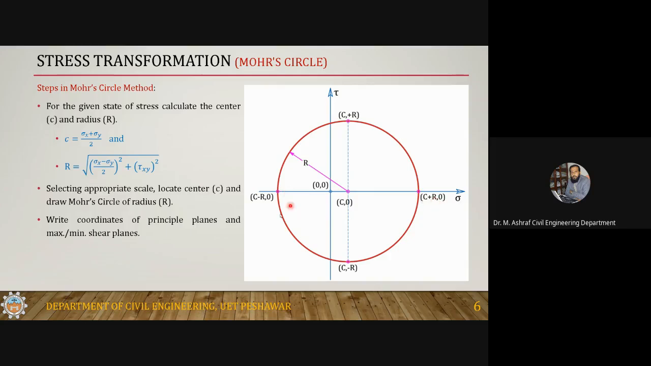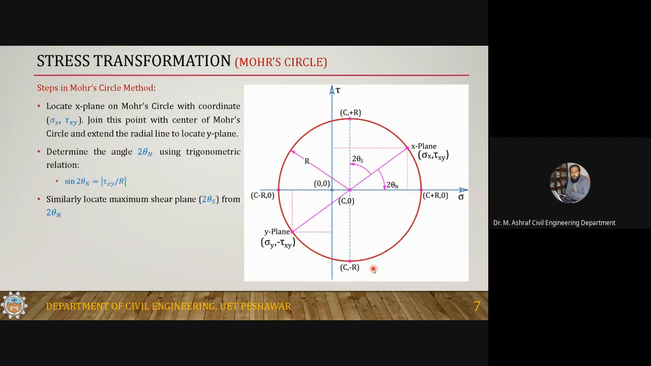So these are the coordinates of the principal plane, and since this x coordinate, or this sigma coordinate, is C, this point should also have a sigma coordinate of C, and the tau coordinate should be equal to R because this distance is equal to R. So C plus R, and similarly this is C minus R. So to calculate the C and R, you draw the Mohr circle and you just write the coordinates of this point and this point. This is a kind of first stage, where you draw the Mohr circle.